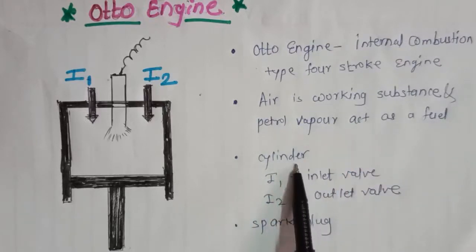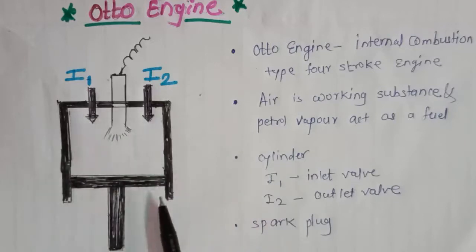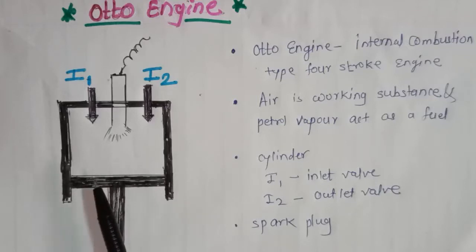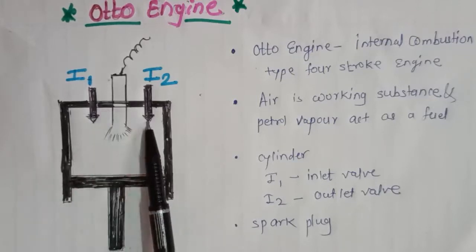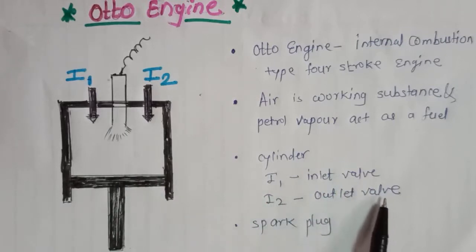The engine consists of a cylinder, this is the cylinder. The cylinder is fitted with this piston. This is an airtight, frictionless and movable piston. This cylinder has two valves, that is two windows, I1 and I2. I1 is the inlet valve, I2 is the outlet valve.